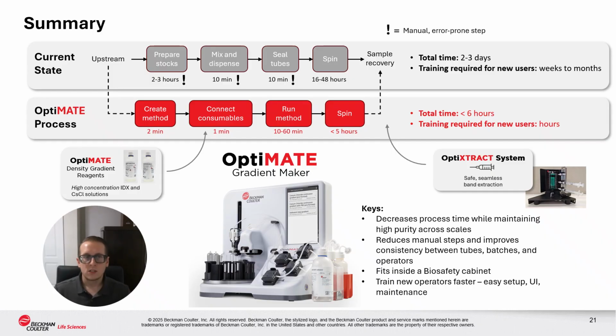So there's numerous steps throughout this process that are highly manual, which is indicated by the exclamation points. And overall, you're looking at a process time of roughly 2 to 3 days and training taking anywhere from weeks to even months. But with OptiMATE, you are simply creating a method, connecting your accessories and consumables like our OptiMATE reagents, and clicking start. So the instrument will actually do all of the diluting and mixing for you, allowing you to form this linear gradient before even beginning the centrifugation step. And that can reduce your runtime down to a single working shift.